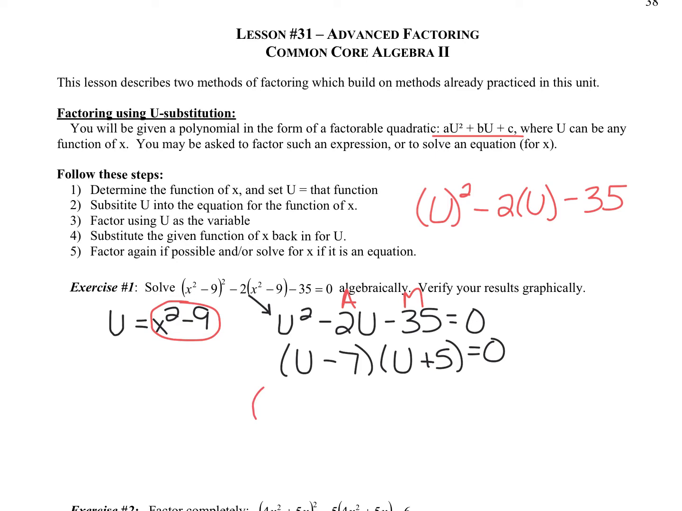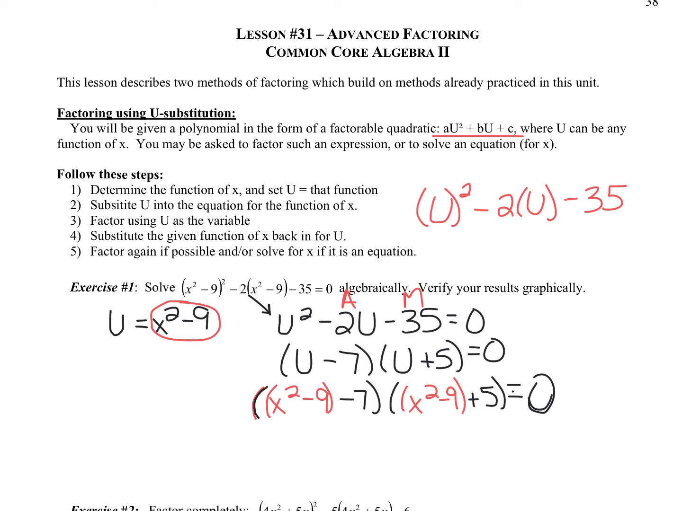So instead of u, I'm going to bring back the x squared minus 9. For every u, I'm plugging in x squared minus 9. I'm just going to put it in parentheses. It doesn't matter in this problem, but it does sometimes matter. So I'm going to write down the rest of this. We have a 0. So we're plugging in that x squared minus 9 for the u's.